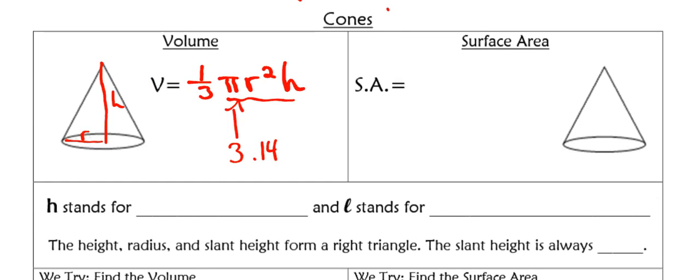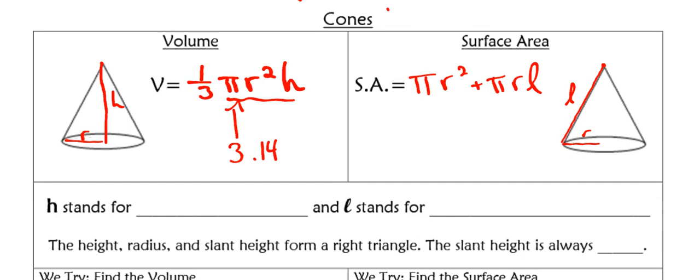Alright, surface area is pi r squared plus pi r L. So it's the same radius as before, still just halfway across that circle, except now the L is not going straight up and down, it's the slant height. It's going down the slope of that cone, so it's still starting at the peak, but it's going down the side of that cone. That is the slant height there that we're going to use.